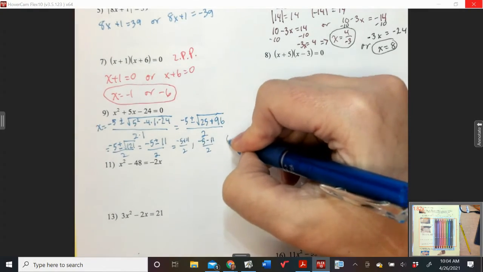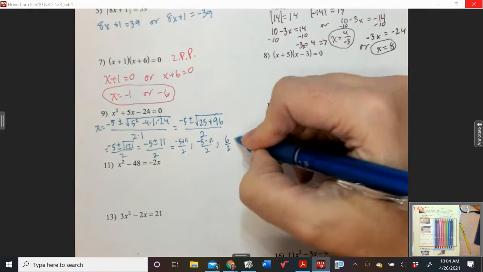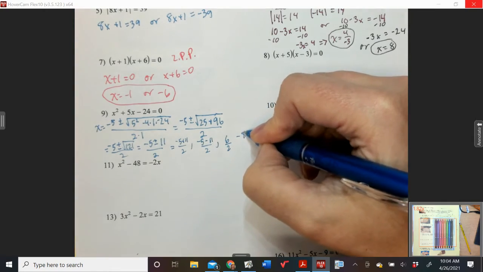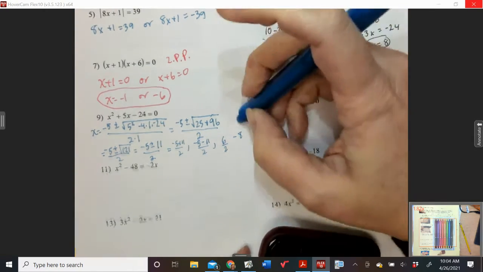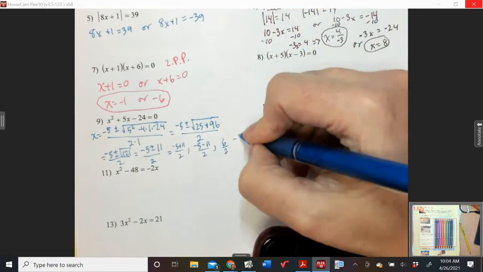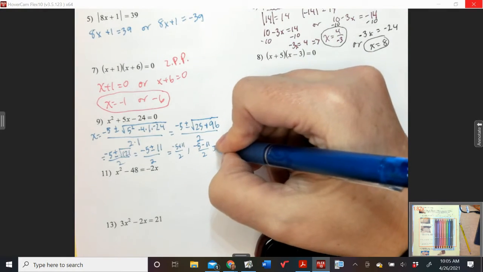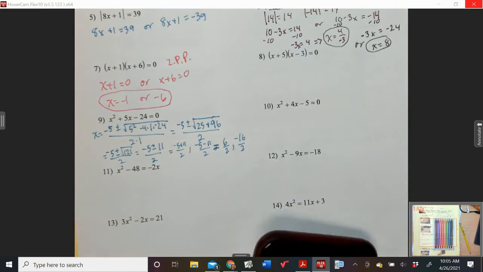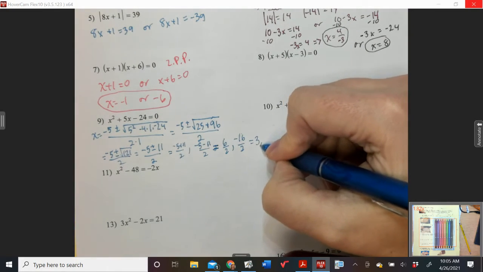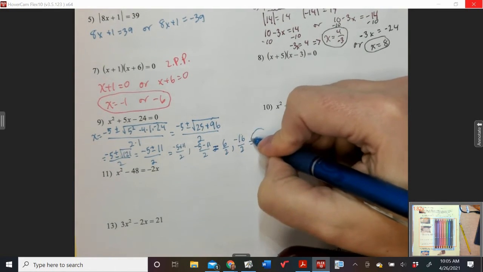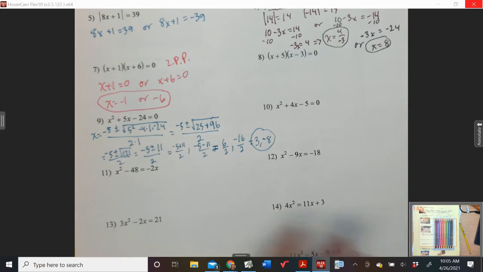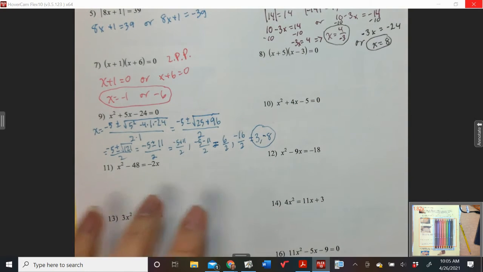-5 plus 11 is 6 over 2. -5 minus 11 is -16, 16 over 2, which is equal to 3 or -8. Okay. Or I could have factored.